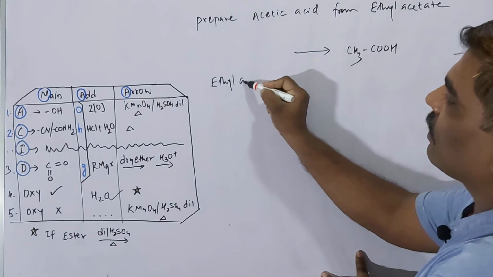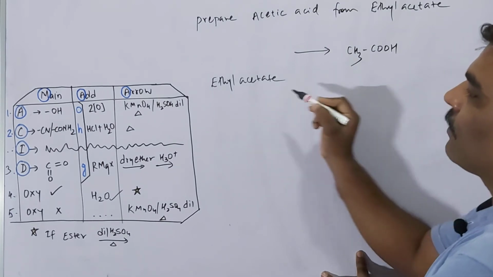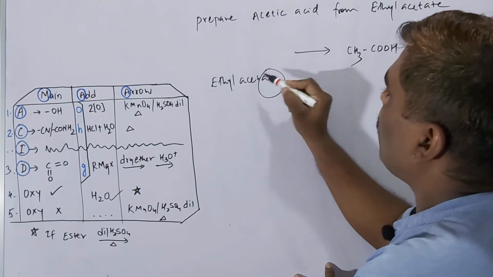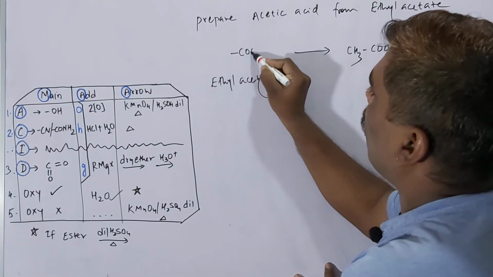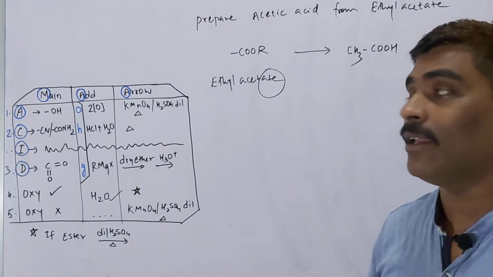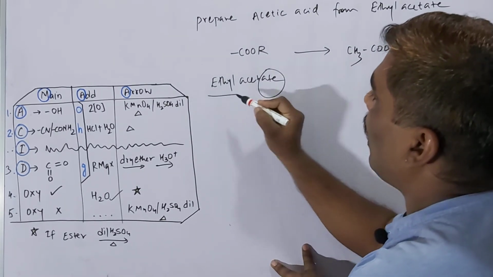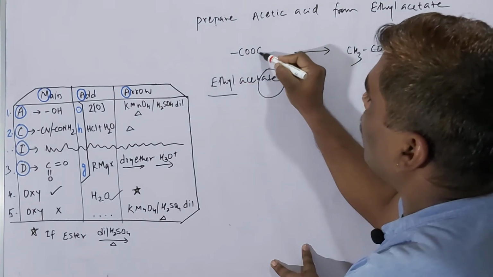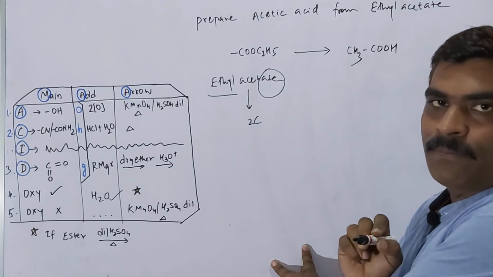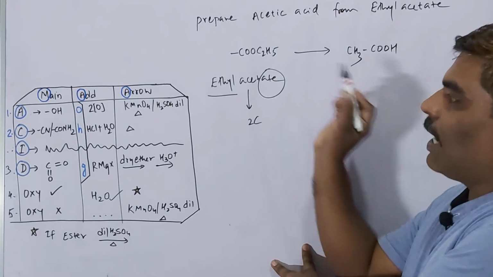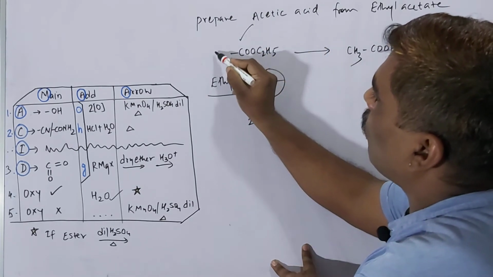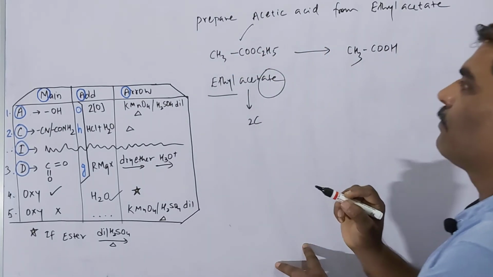Ester means it is COOR, that is ester. What is R? Alkyl. So which alkyl? Ethyl. So here we are going to write ethyl, and "acet" means what? Two carbons. Ethyl I wrote. Now acet means 2 carbons, so 1 carbon is there and 1 more carbon is this.